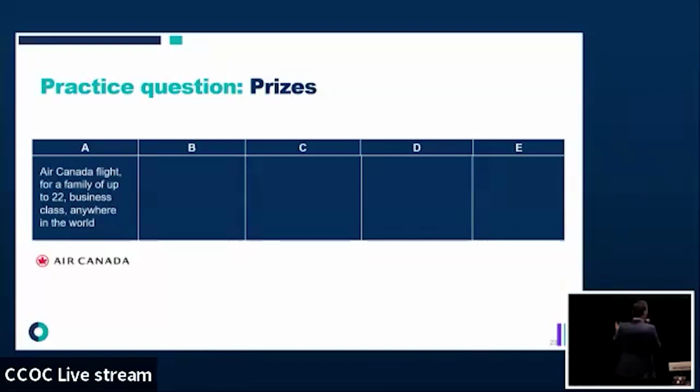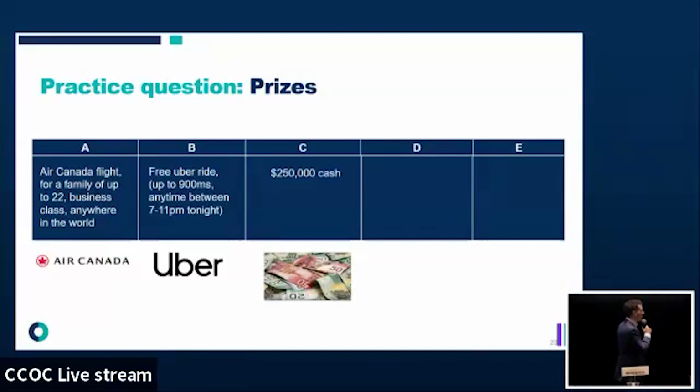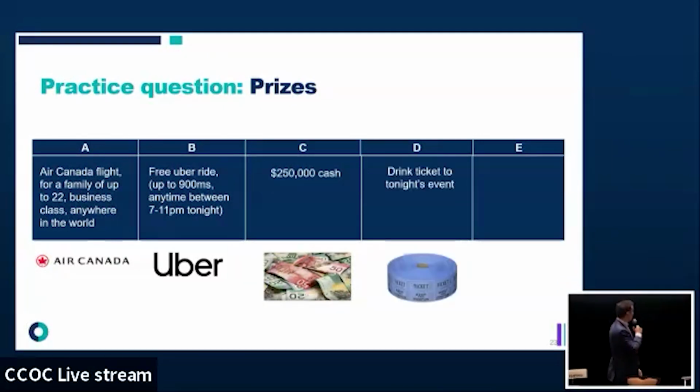We've got a couple prizes here. We've got Air Canada. Keep going, Steve. But you got to read that in total, because this is a really good one. We've got Uber, free Uber, anywhere between 7 and 11 tonight. Next prize, $250,000 cash. D option is drink ticket to tonight's event. And then we've got E, a bag of candy.